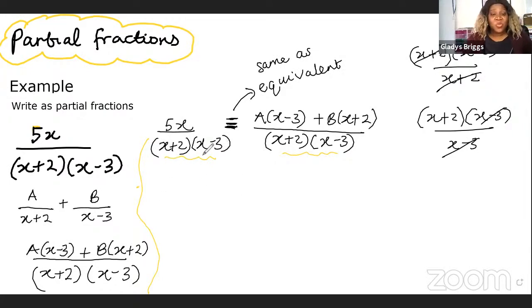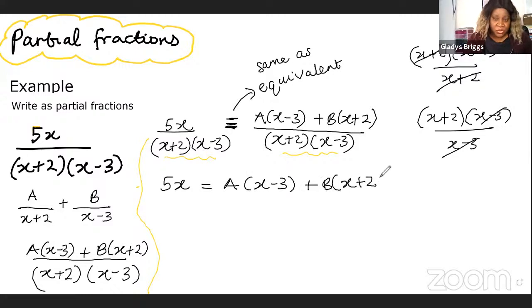Yes. So once you have the same thing on the bottom on the left hand side and on the right hand side, then you can ignore the bottom because you know they are the same, and work with the top. Yeah. So then 5x would be equal to a times x minus 3 plus b times x plus 2. Now, don't touch it. Don't expand anything. Don't touch it. Just leave it as it is. Yeah. And then what you want to do now is you want to eliminate. Okay. You want to eliminate one of them to find the other.